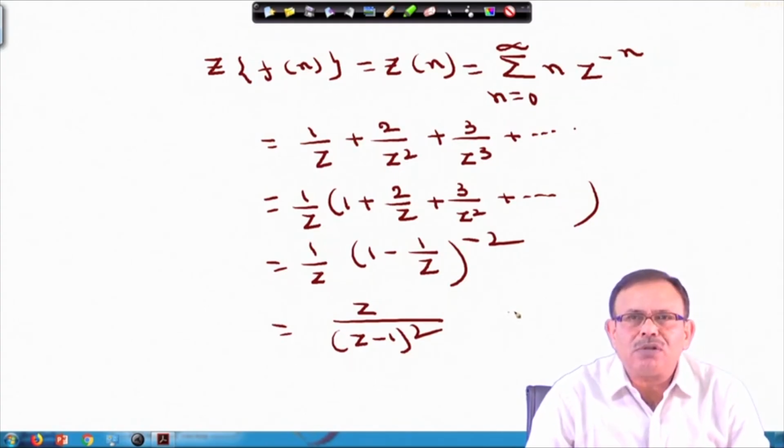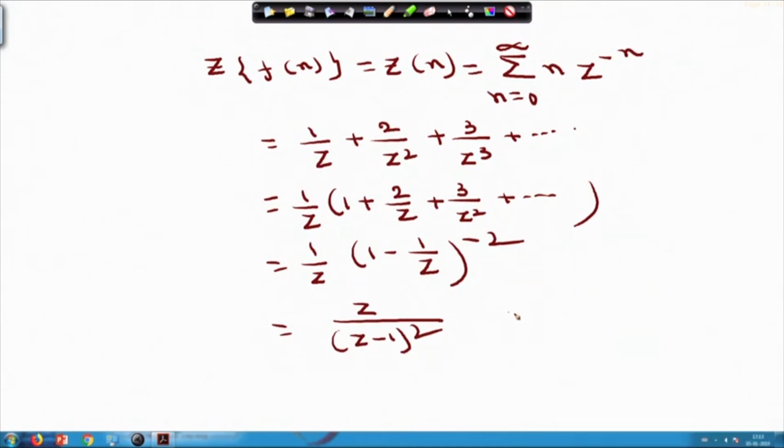In the next class, we will do some properties of the Z transform, and we will see more on how to find the Z transform of some important functions.